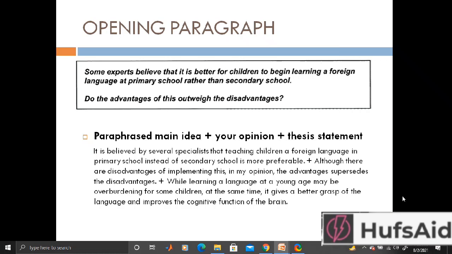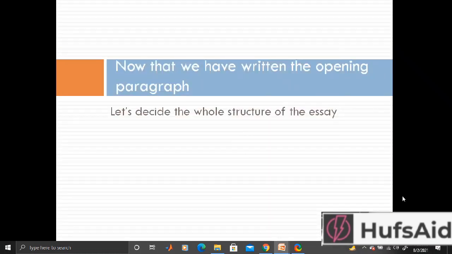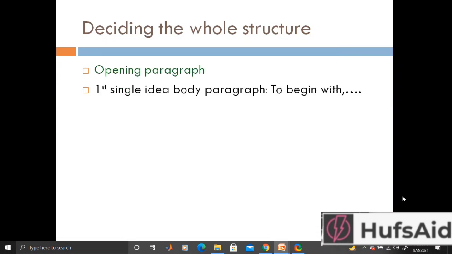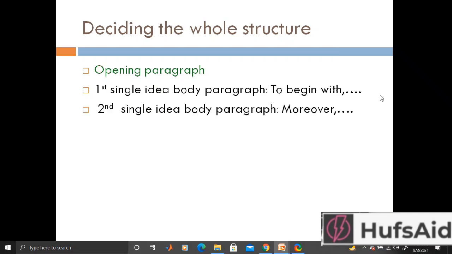Now that we have written the opening paragraph, let's decide the whole structure of the essay. The opening paragraph is now done. For the first single idea body paragraph, let's think of the linking word I'm going to use. I'm going to start it with "to begin with". Then I will write "moreover" for the second one, because I am discussing one side, two advantages. I'll discuss two advantages first. Then there is a third single idea body paragraph, and I'm going to start this one with "however". The last is the closing or concluding paragraph.